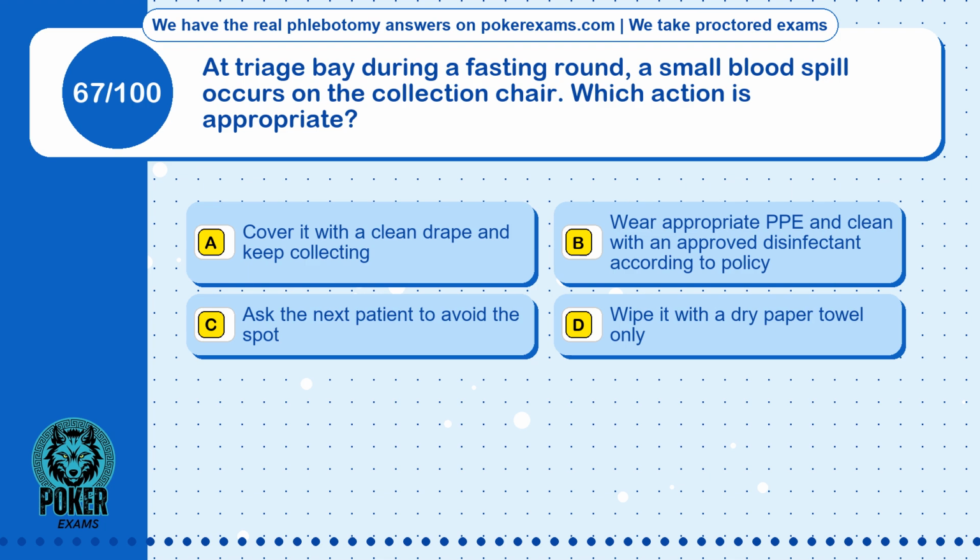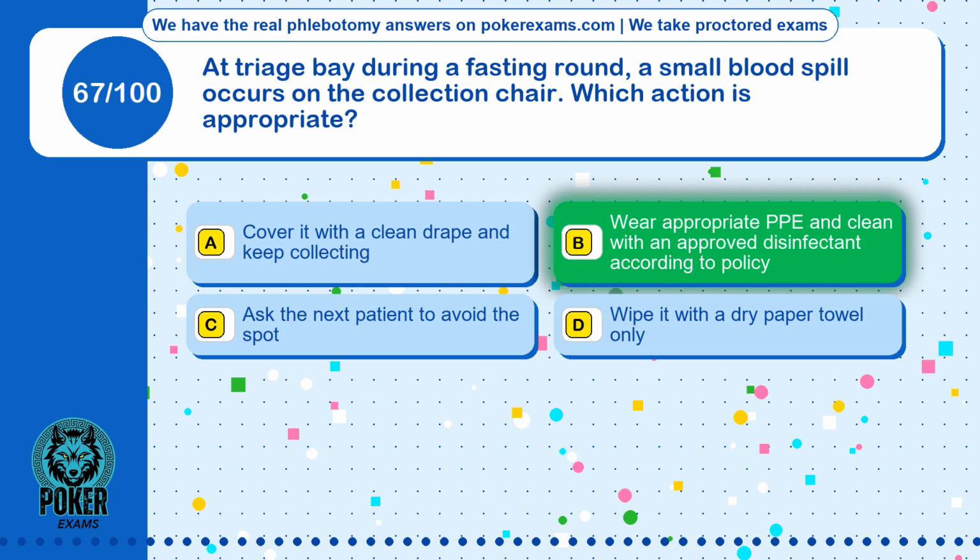Question 67. At triage bay during a fasting round, a small blood spill occurs on the collection chair. Which action is appropriate? Option A, cover it with a clean drape and keep collecting. Option B, wear appropriate PPE and clean with an approved disinfectant according to policy. Option C, ask the next patient to avoid the spot. Option D, wipe it with a dry paper towel only.